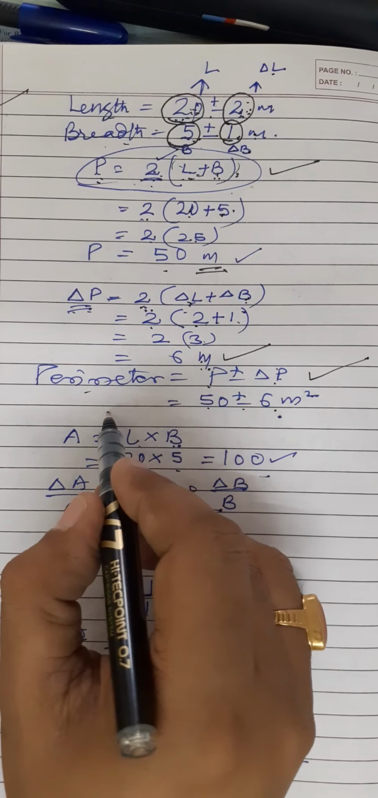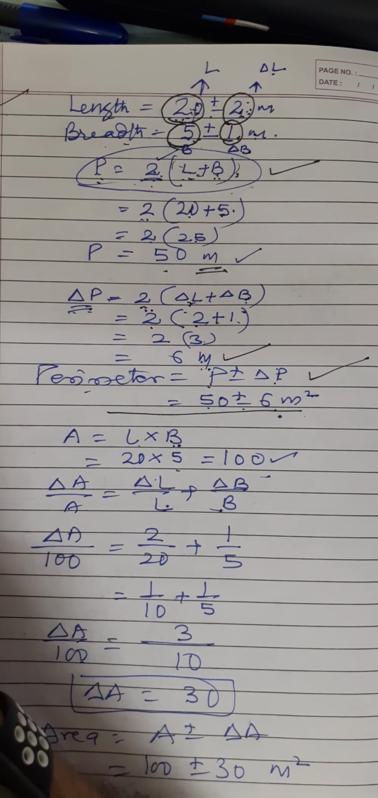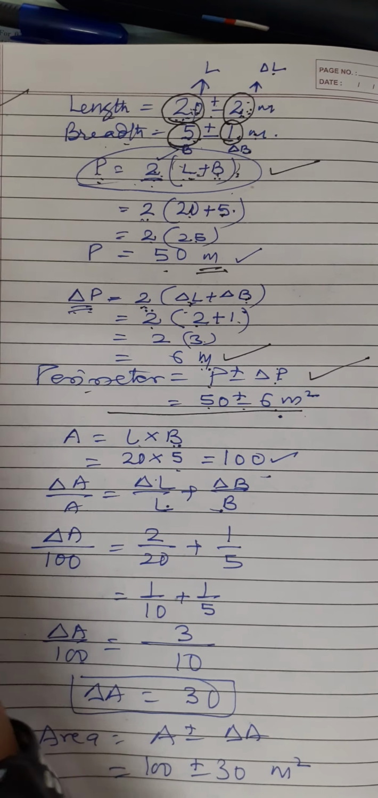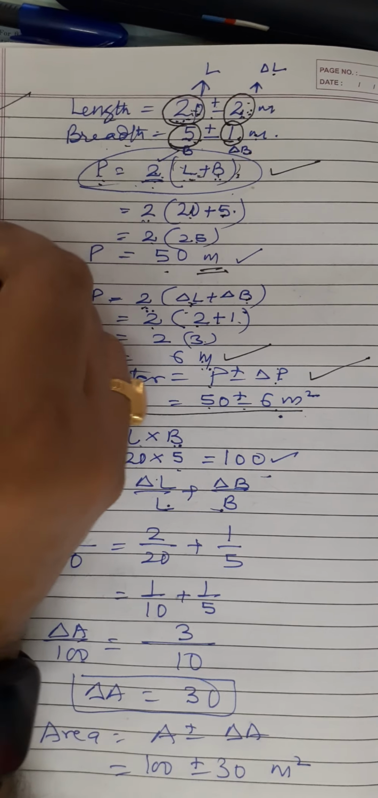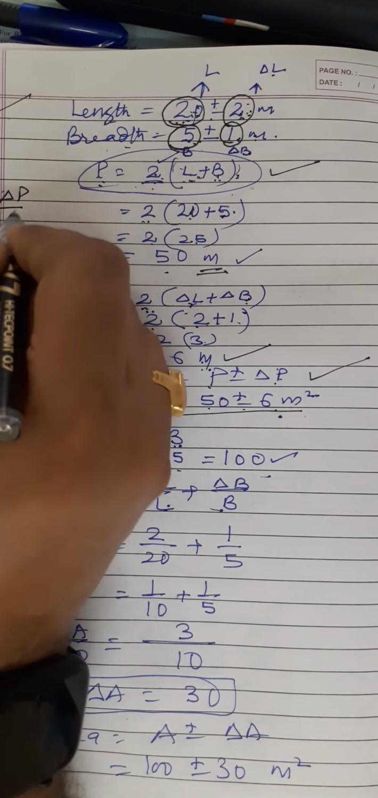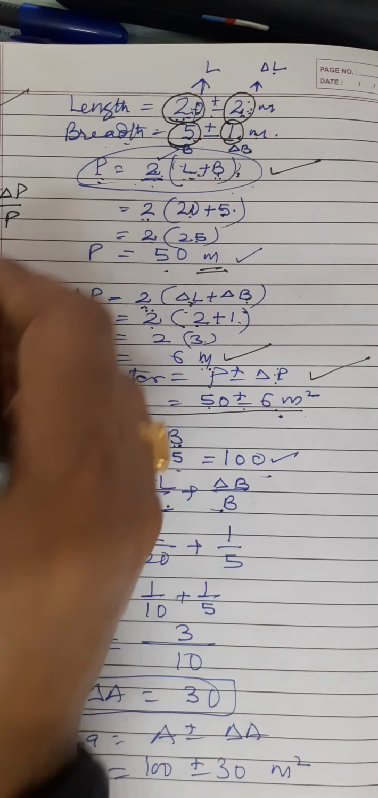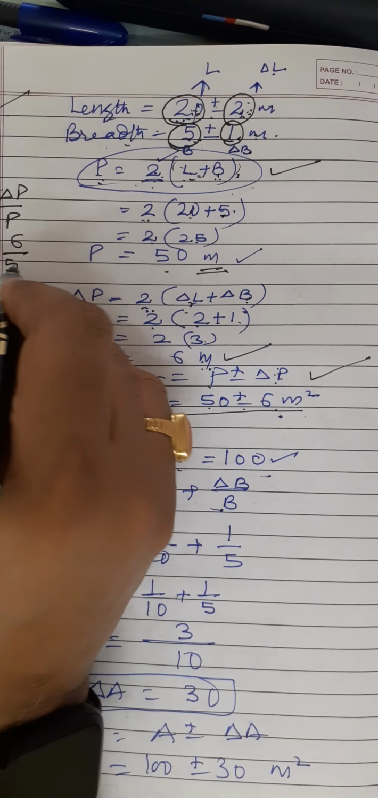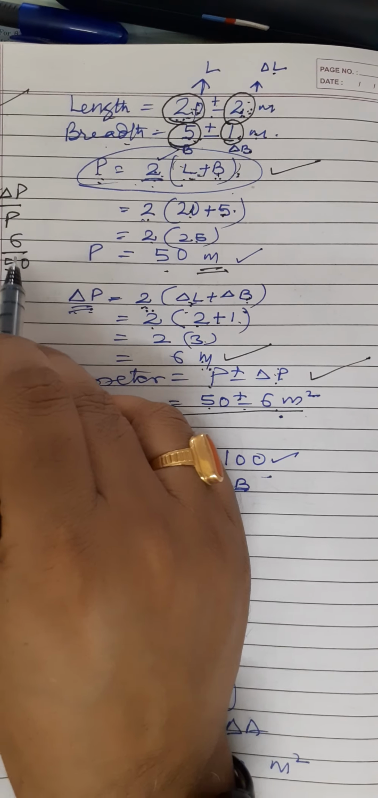One more thing we can discuss over here is, if it is given in the question to find the fractional error in the measurement of perimeter. For that, fractional error is equal to delta P, error in the given quantity, upon actual value of the given quantity. So it will be delta P is 6 and P is 50. So this is the possible fractional error, and you need to remember that fractional error always comes out to be less than 1. Clear? 6 by 50 is less than 1.